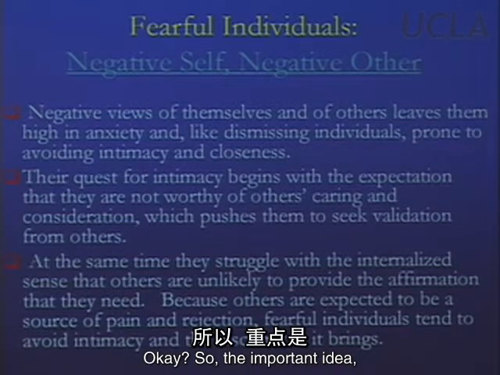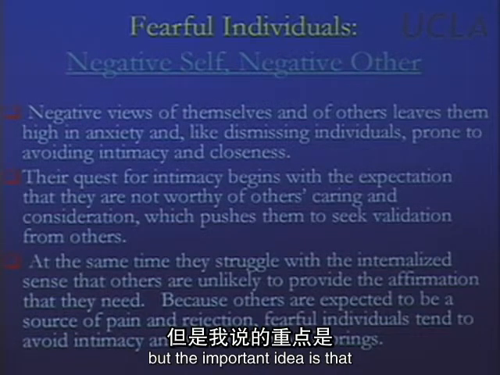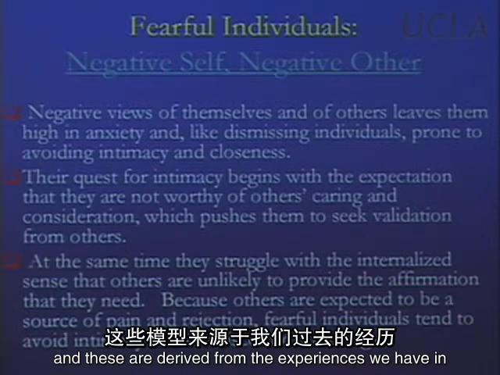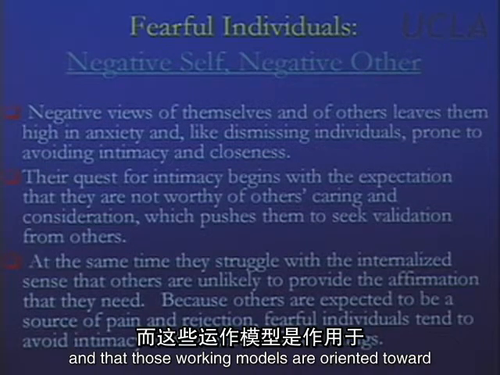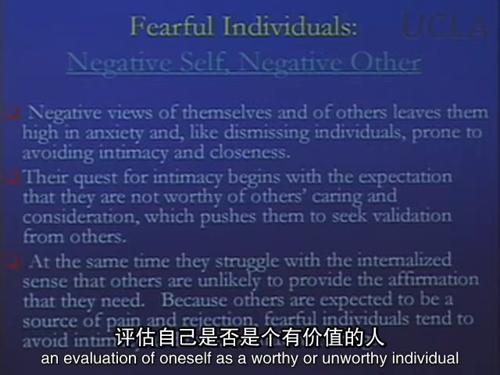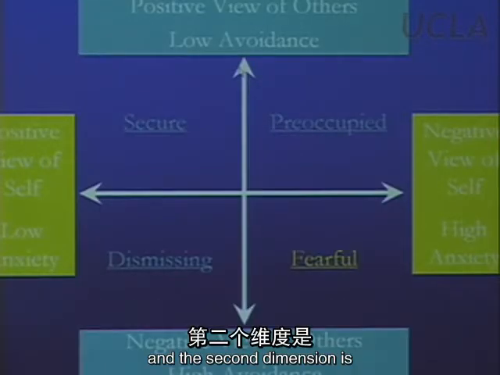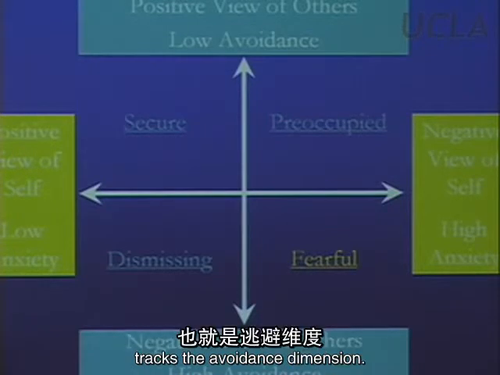Okay? So there are many important ideas in attachment theory, but the important idea is that we possess something called working models. These are derived from the experiences that we have in caregiver relationships in childhood, and those working models are oriented toward an evaluation of oneself as a worthy or unworthy individual, which tracks the anxiety dimension I was telling you about earlier. And the second dimension is the trustworthiness of another individual to meet the needs that I have, which tracks the avoidance dimension.